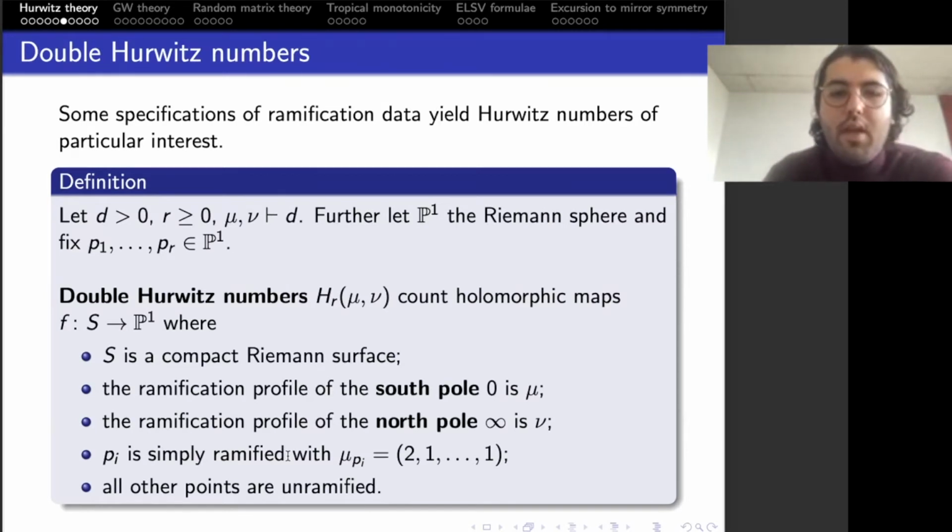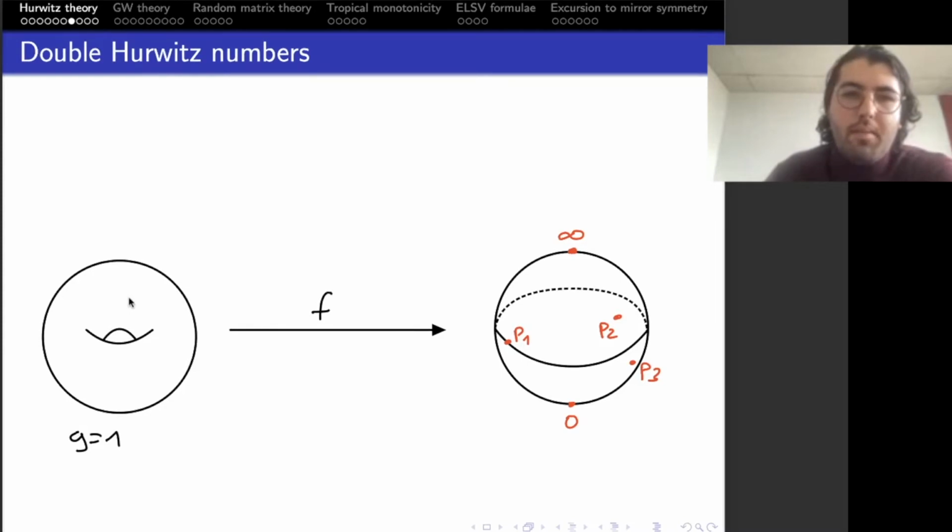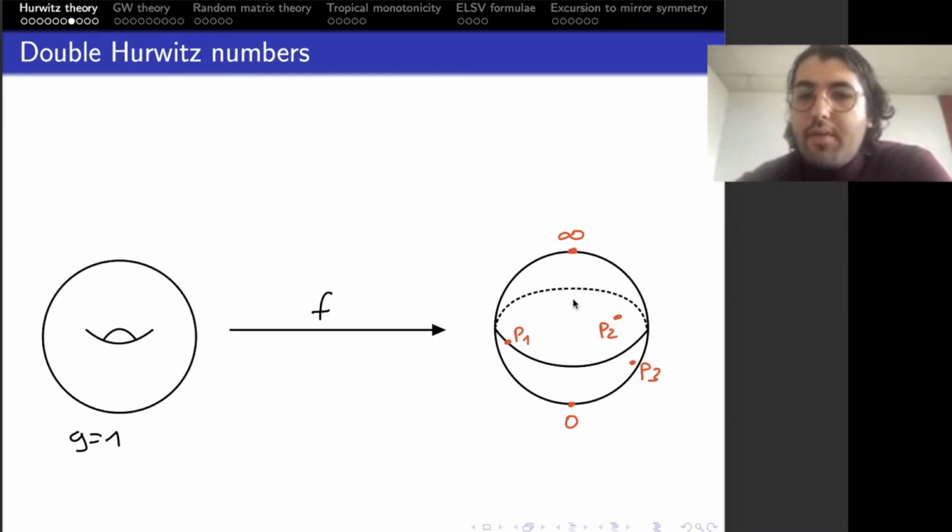Let's once again look at this in the picture. Here I have the south pole, so this is 0. I have the north pole, and this is infinity, and I prescribe that the ramification profile of 0 is supposed to be mu. The ramification profile of infinity is supposed to be nu. Here I fixed r equal to 3, so I have 3 extra points on the Riemann sphere where I fix that the ramification profile is simple. So I have the ramification profile 2 and only once over these points p1 to p3, and all the other points on the Riemann sphere are unramified. So this is what the condition is.